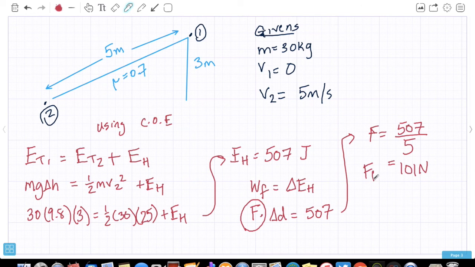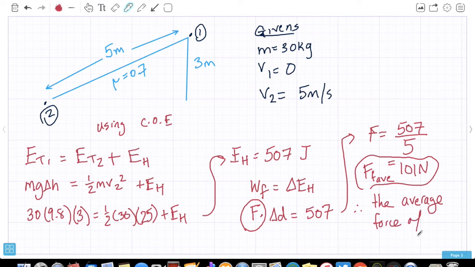So F friction average. So therefore, the average force of friction is 101 newtons down the ramp.